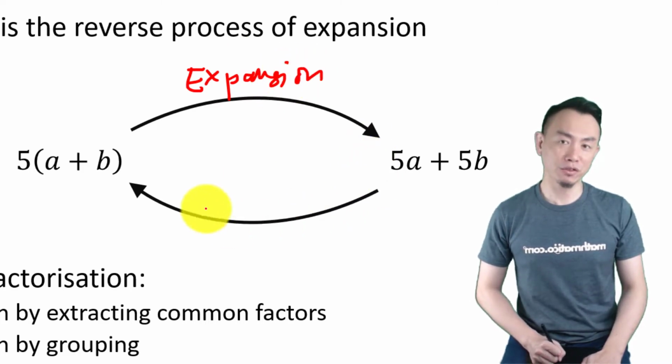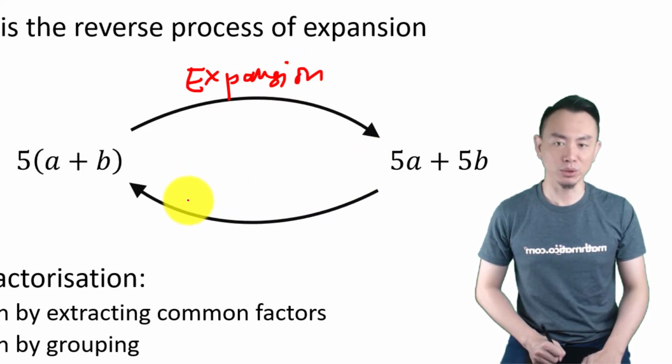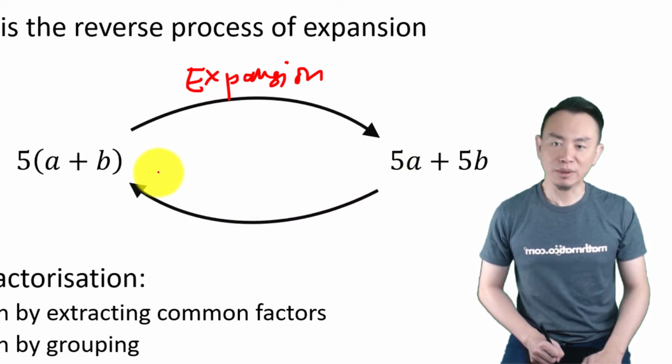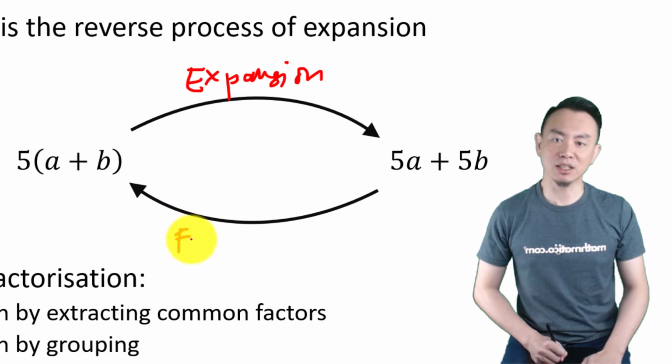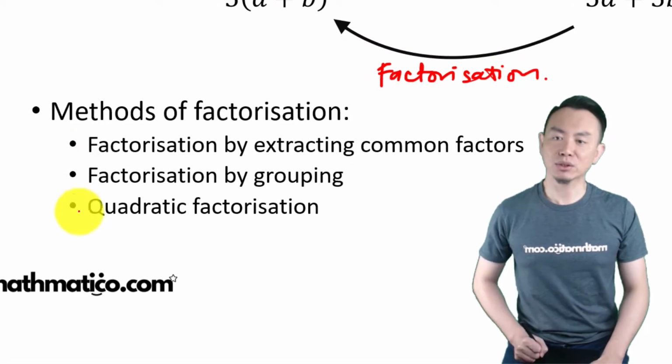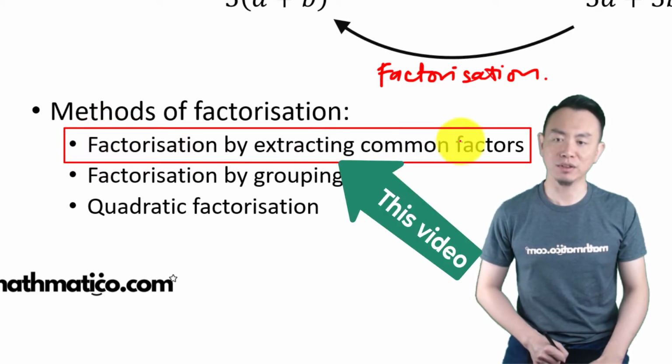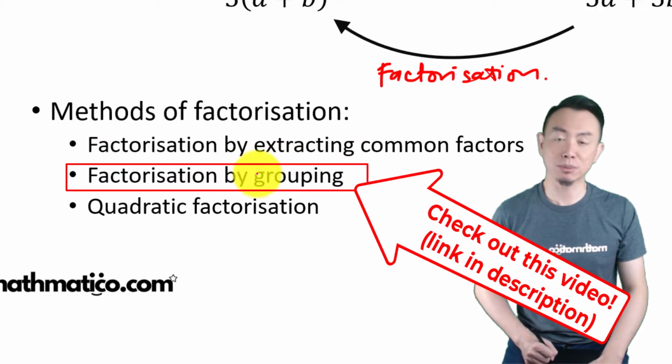But we can do the reverse as well. It makes complete sense also. From 5a plus 5b to 5 bracket a plus b, this is factorization. Here are the 3 different types of factorization questions that you're going to see. First, factorization by extracting common factors, and then factorization by grouping, also known as group factorization.